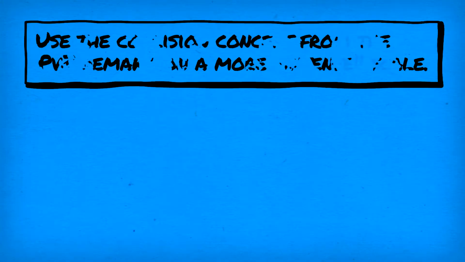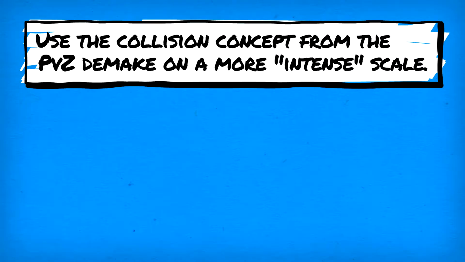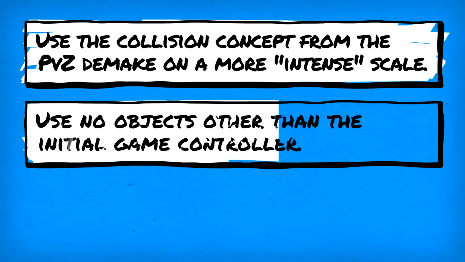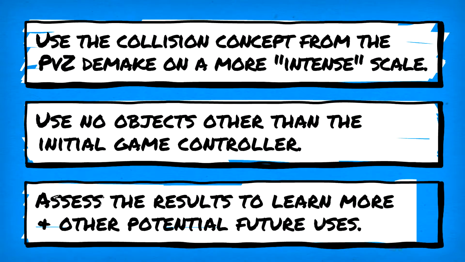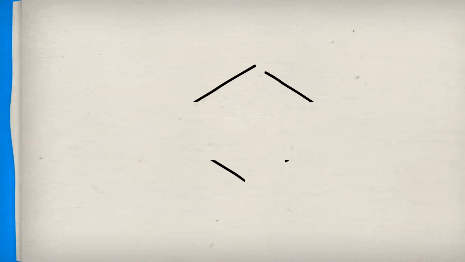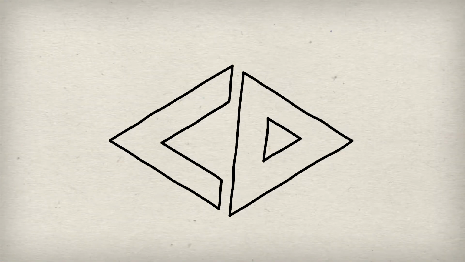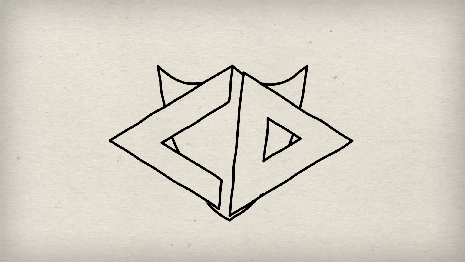The plan is to use the hypothetical collision approach from the Plants vs. Zombies demake, but on a more intense scale. To do this, we'll apply said approach to your typical top-down shooter, which again will use no objects other than the controller for the game. This will hopefully give us a better understanding of the code behavior, and maybe even open up new potential ideas in the process. Sounds pretty insane, I know, so let's not waste any more time and get to the coding.